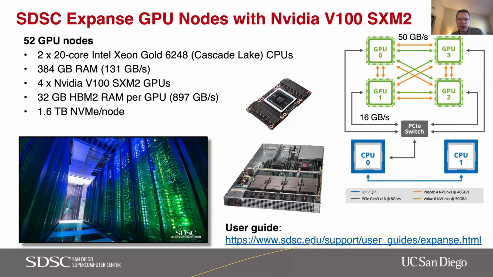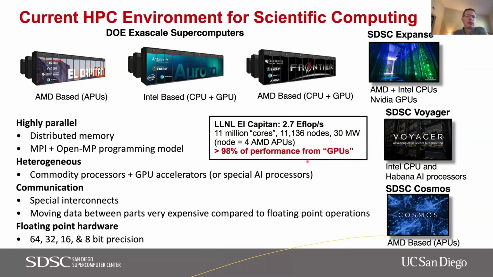Not talking much about this, but if you look further in the current HPC environment for scientific computing, so this is SDSC Expanse that we have at SDSC, where we have AMD and Intel CPUs in the system and Nvidia GPUs. We also have a specialized computer that is only for AI supercomputing that has some of these AI processors from Intel, so Intel Habana AI processors. And then we have a new testbed system that has AMD APUs. And APUs are combined CPU and GPU on a single chip.